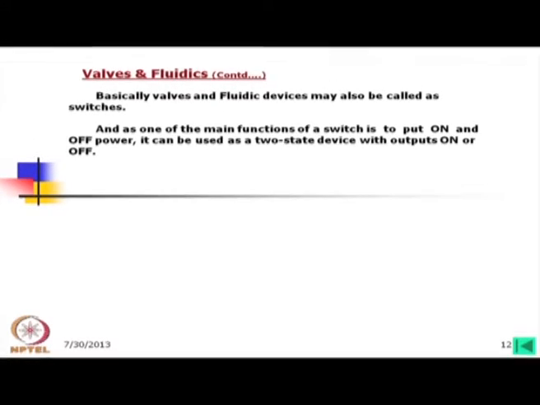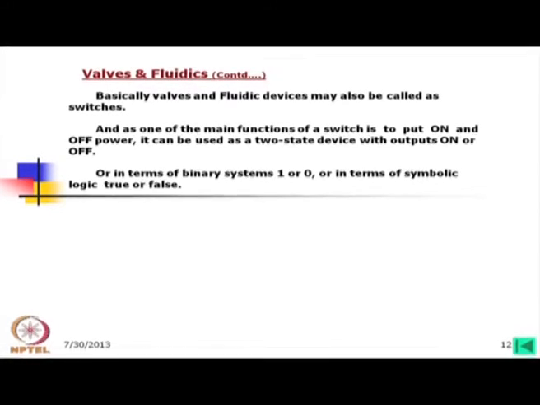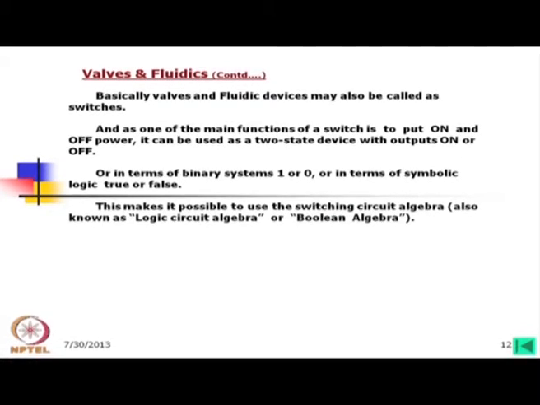Now, we continue with valves and fluidic devices, which may also be called switches, and one of the main functions of a switch is to put power on and off. It can be used as a two state device with outputs on or off, or in terms of the binary system 1 or 0, or in terms of symbolic logic true or false. This makes it possible to use switching circuit algebra, also known as logic circuit algebra and Boolean algebra. We will learn this topic separately in a different lecture later in this course.